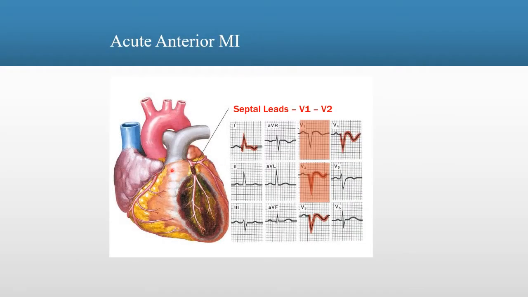The septum is evaluated by leads V1 and V2, highlighted here. So in V1 and V2, if you see ischemic, injury, or infarction changes, this is where we'll look. This is the third evaluative section that we'll look at when looking at every EKG. Septal leads V1, V2.